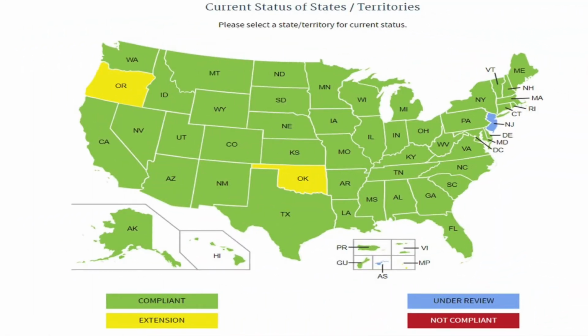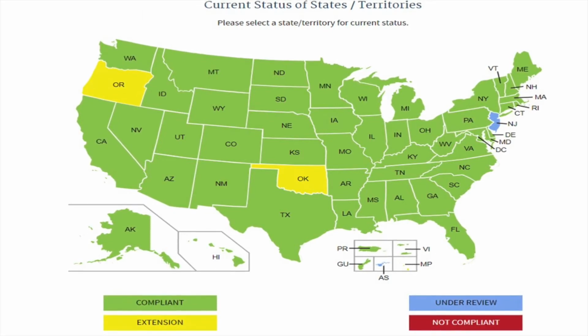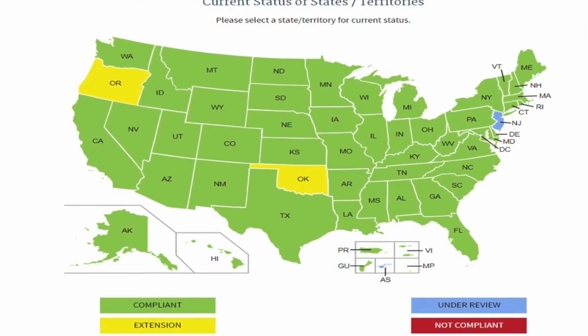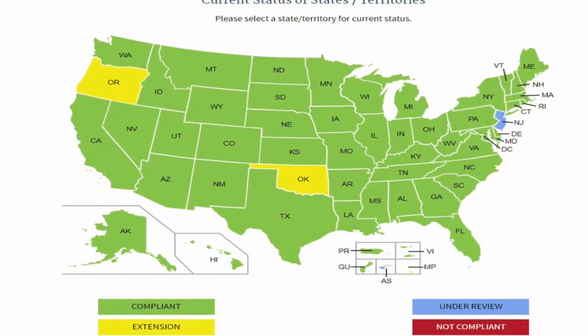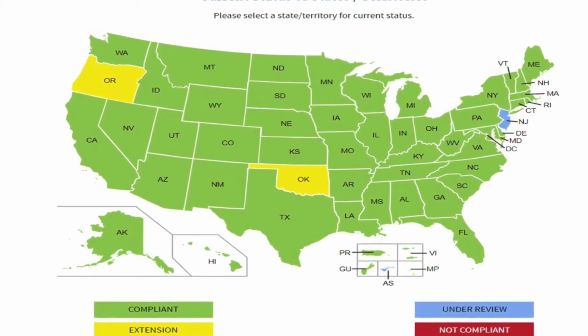Okay, so fortunately, since the Real ID Act was put in place, almost all states have taken measures to become compliant, so that their new IDs and driver's licenses have become compliant. As you can see here, all the states that are in green mean that their new IDs are compliant and follow the requirements of the Real ID Act.